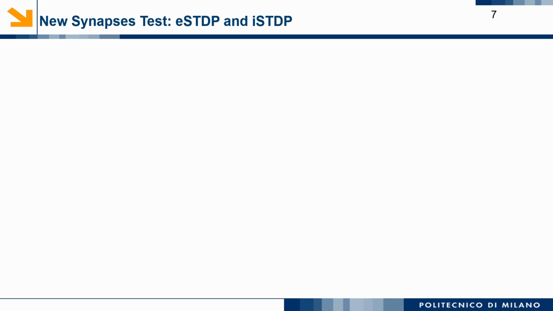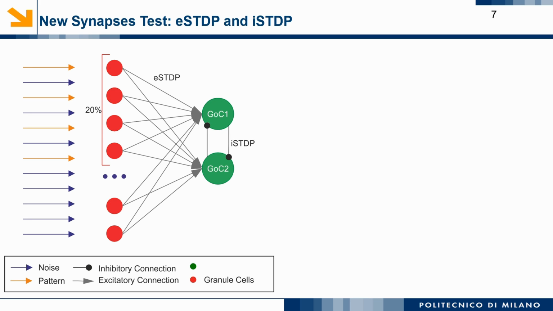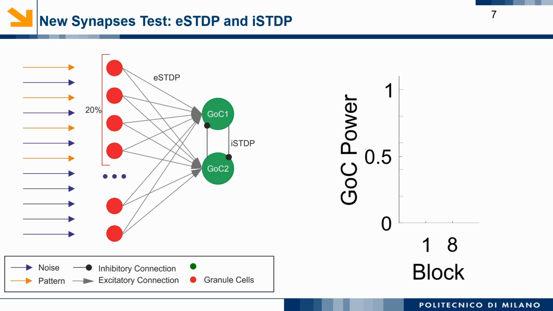To test the eSTDP and iSTDP, we inserted them in a simplified network to see if they would allow the network to memorize a specific pattern. For this test, we divided the time into 8 blocks, and for each one we computed the Golgi power, which evaluates the learning amount. In particular, this value is equal to 0.2 if there is no learning, and it will increase up to a maximum of 1 if the network learns. As you can see from the graph, we were able to make the network learn a pattern.